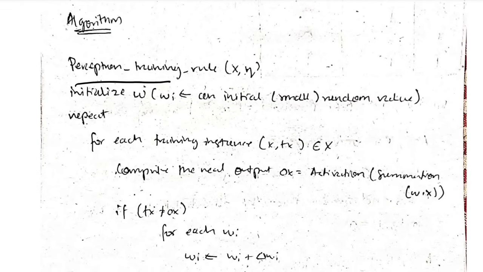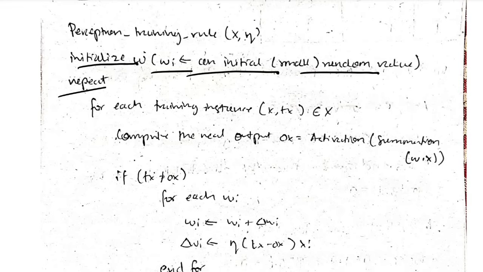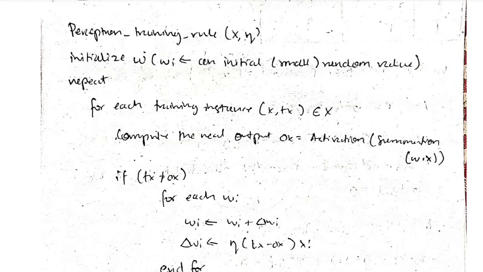The perceptron training rule has an algorithm. First we'll be initializing wi to any small random value, and you have to repeat until all the values are fixed, meaning all the values which I have selected are actually giving me the output. If they are not giving me the output, I'll again come and change. Okay, so weight is the main thing which decides what output I'll be getting.